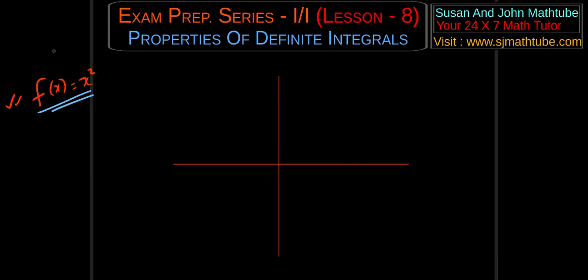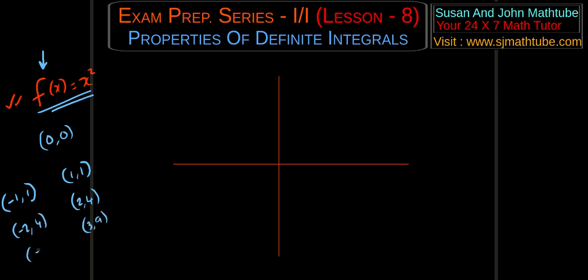For example, if I input 0, I will get the output 0 square. So that gives me the coordinate 0, 0. And if I input 1, I get the output 1 square. And if I input minus 1, I get the output minus 1 the whole square, that is 1. Similarly, for 2, I get 4. And for minus 2, I get 4. And I get 3 and 9 and minus 3 and 9 and many points in between and after this. This is more than enough for me to plot.